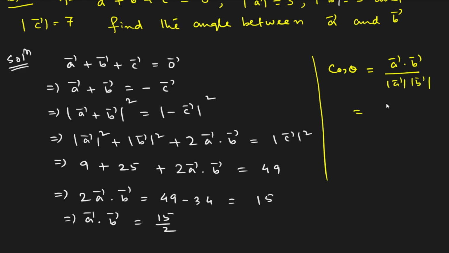So a dot b, just now we have, is 15 by 2. Modulus a bar is already given in the question: modulus a bar is 3, and modulus b bar is 5. So 15 cancels, and we have half. So cos theta is half. This implies theta equals pi by 3.